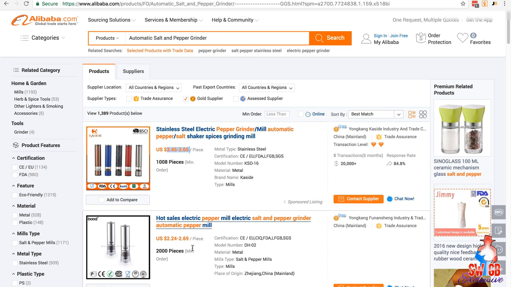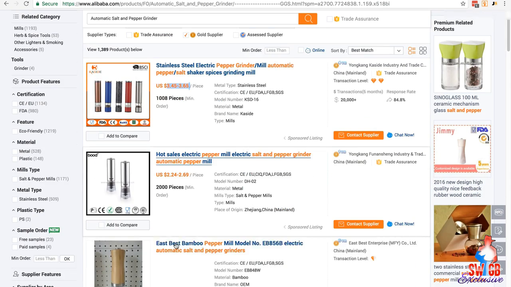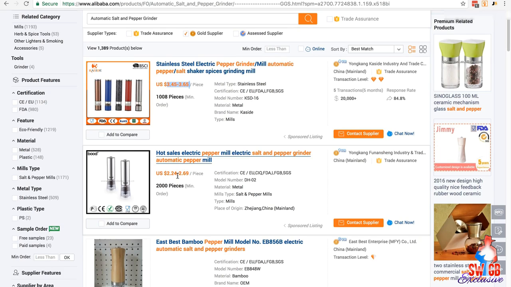So if we go to the next one, we can see that this product here looks very like the product we saw on Amazon. And you can see here it's saying $2.24 to $2.69, and the MOQ is 2,000 pieces. Now that's quite a big MOQ, but what we might assume here is if it went down to say 500 pieces, then the price might go up a little bit. But remember, we're estimating. And what we're going to do is just look at 2 or 3 different examples and try and find an average price. So if we scroll down, we know for this one, it's about $2.50.